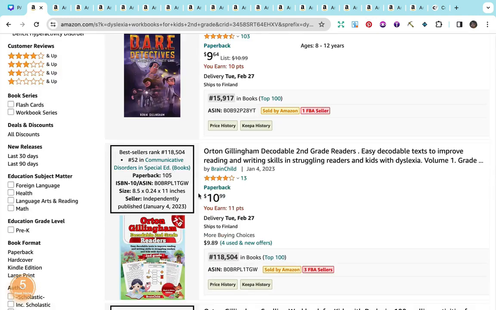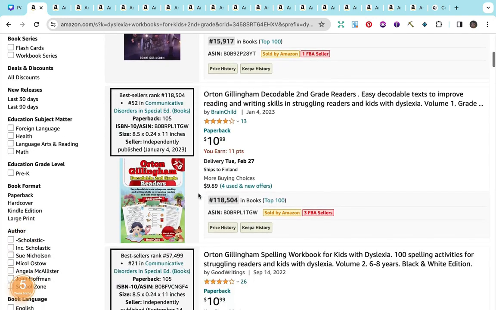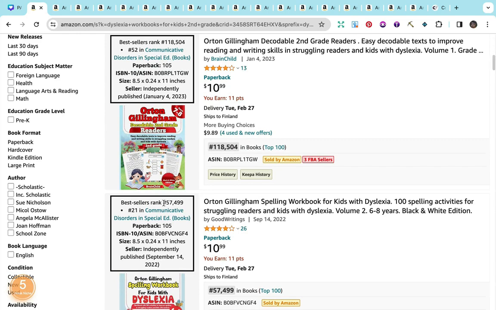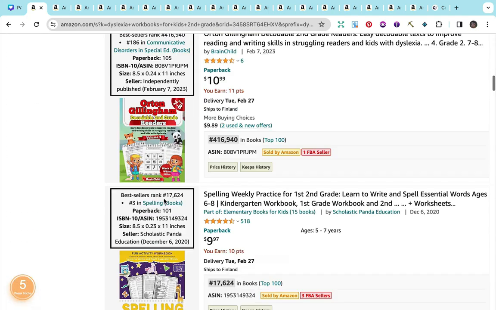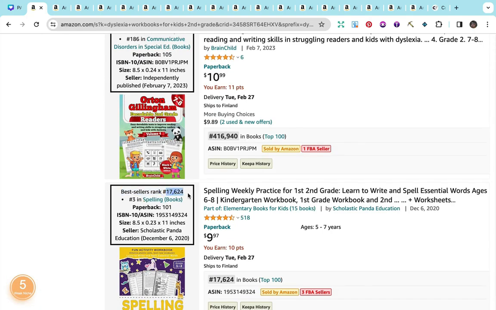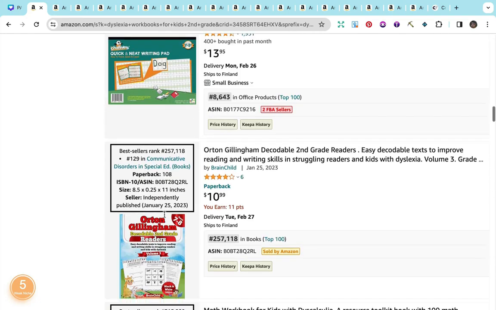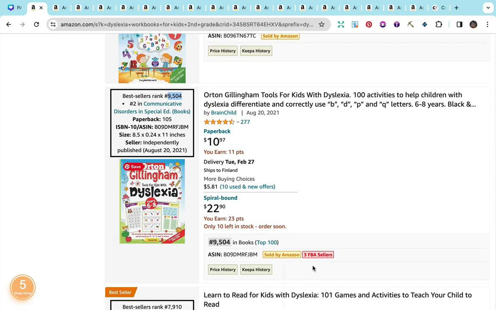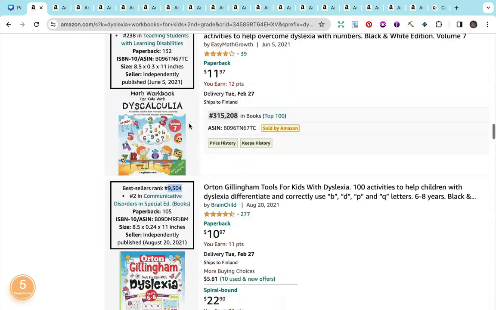Now, our second step also is to dive in and have a look at the books. Preferably, we want to get a minimum of 3 books on the first page that have a bestseller rank of 100,000 or below. This one here, for example, has 57,499. This one is in the 400,000. This one is our second one, which has 17,624. We've also got this product right here, which has 9,504. That's our minimum of 3 books shown on the first page that are not sponsored, that have a bestseller rank of 100,000 or below.